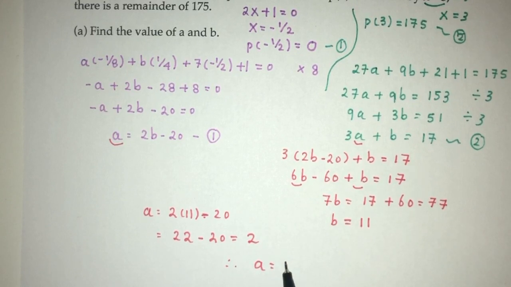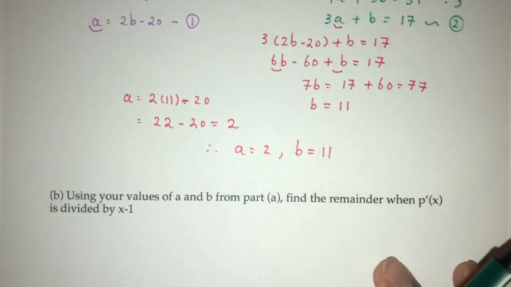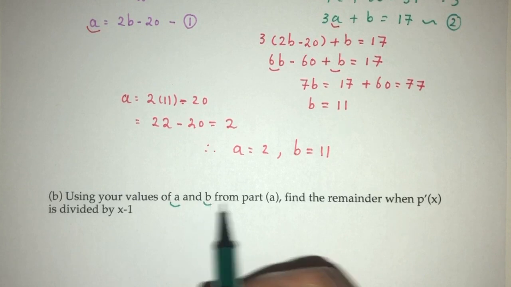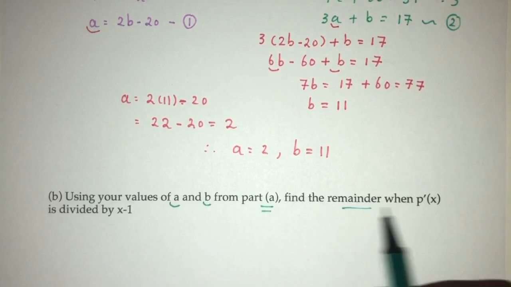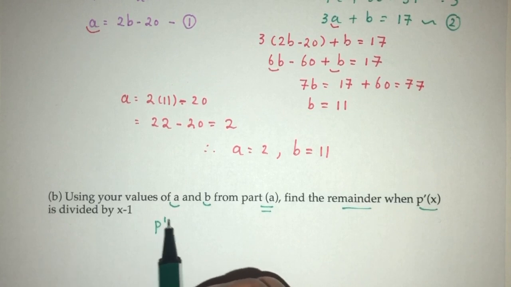So a has to be 2 and b has to be the value of 11. That is my answer about a. Now moving on to part b. Using those values of a and b from part a, find the remainder of p prime of x, which is the derivative of p of x. So let's first find that.